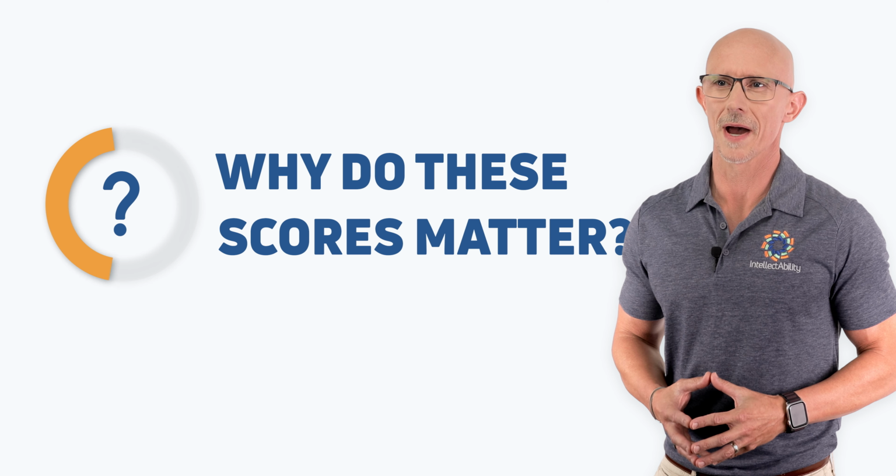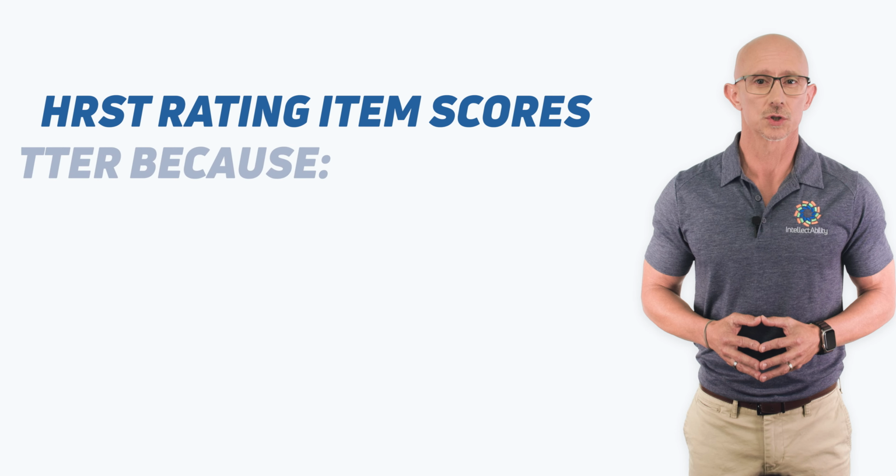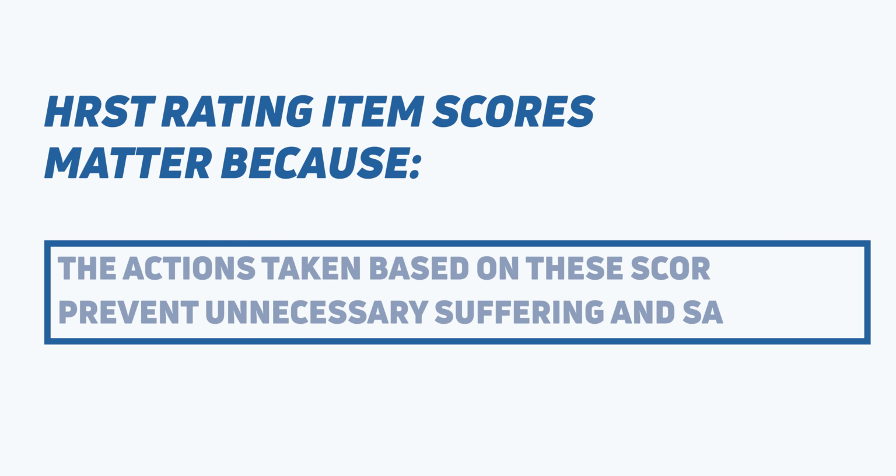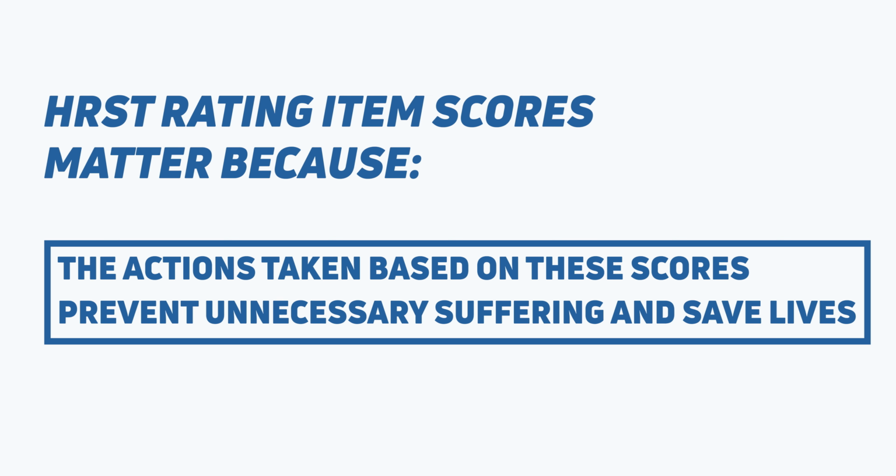Why do these scores matter? HRST rating item scores matter because the actions taken based on these scores prevent unnecessary suffering and save lives. Consider this. What if we could not only prevent an unnecessary death due to a bowel impaction, but prevent the suffering of having a bowel impaction by avoiding this condition to begin with?